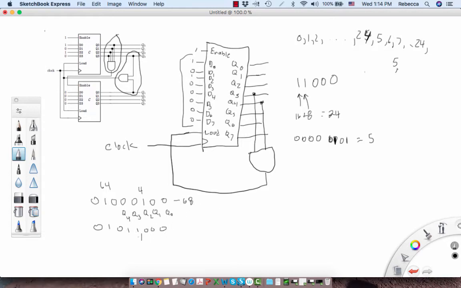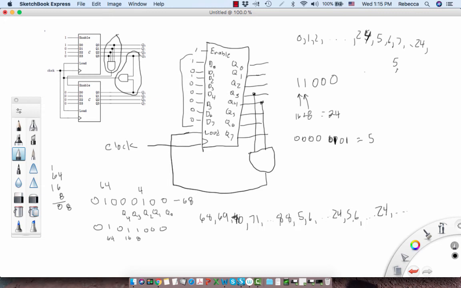Now let's see what this number is. This is the 8's place, the 16's place, the 64's place. So that's 64 plus 16 plus 8. It's 18, carry the 1, is 88. So it'll count from 68 to 88: 68, 69, 70, 71, and so forth until we get to 88. And then when we get to 88, it'll load, and it'll load a 5. It'll load 5, and then 6, and then up to 24, and then 5, 6, and up to 24.